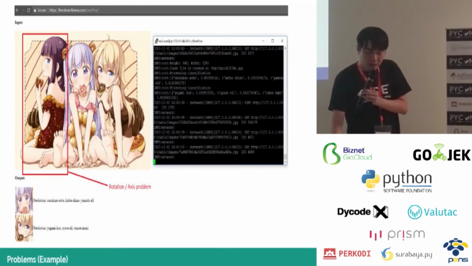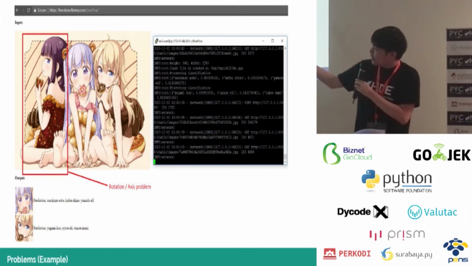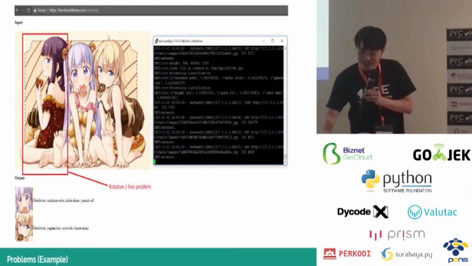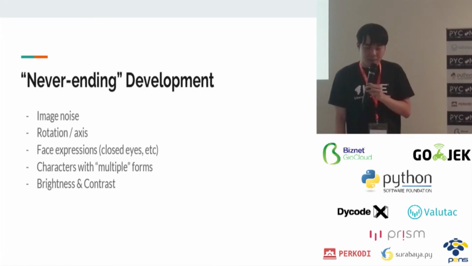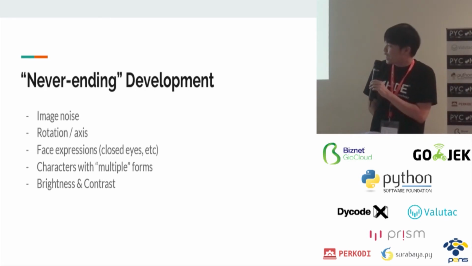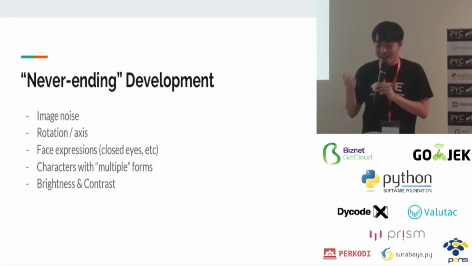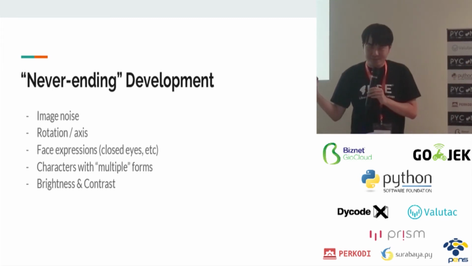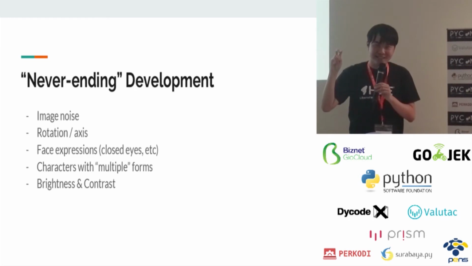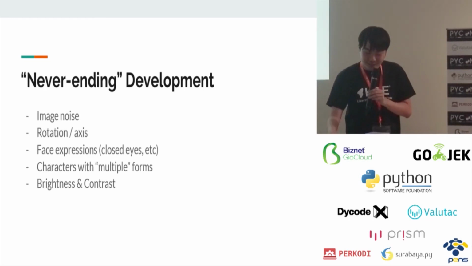And actually, there are still a lot of unsolved problems. For example, when you have a character that looks like this, you need to solve the problem where it cannot detect the face properly. So I guess image recognition is a never-ending development problem, because you need to care about image noise, about the rotation or face position in an image, and there's also the problem of facial expressions, like when the character has closed eyes. You need to handle characters which have multiple forms, and you need to solve brightness and contrast problems.